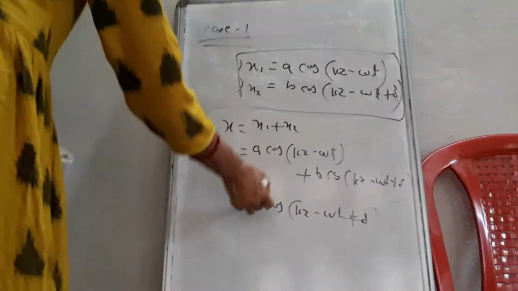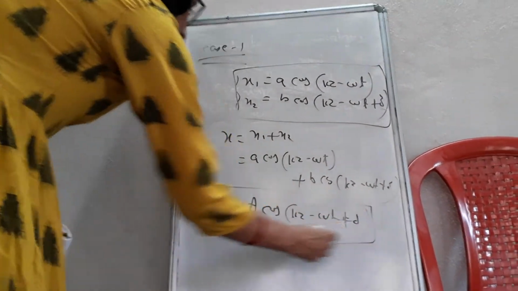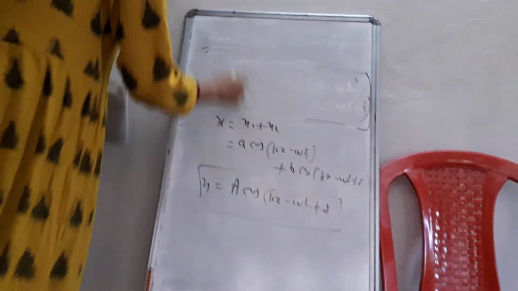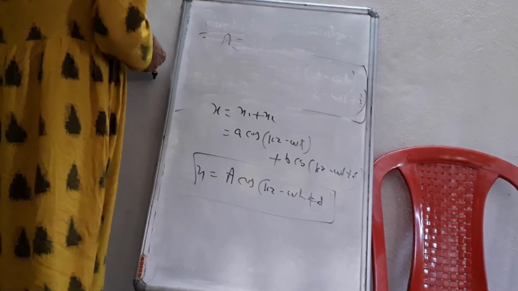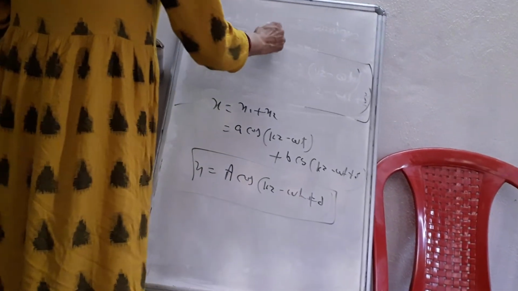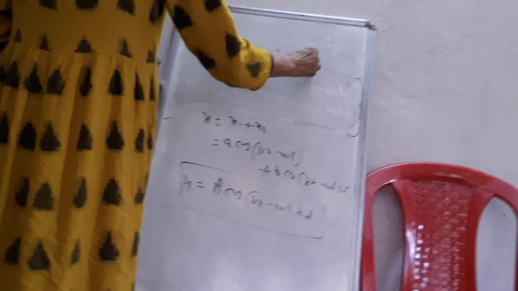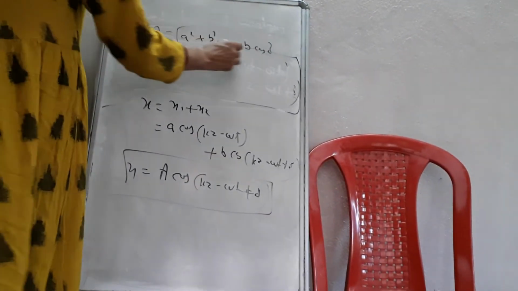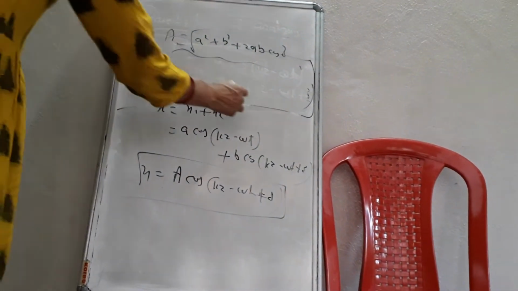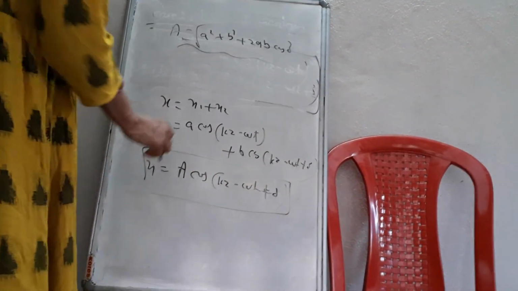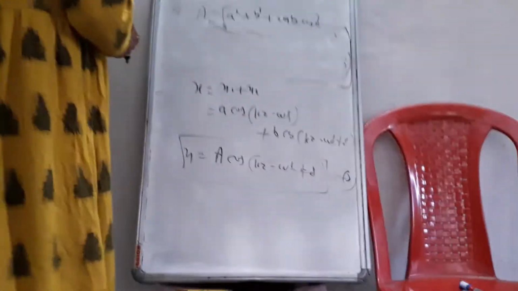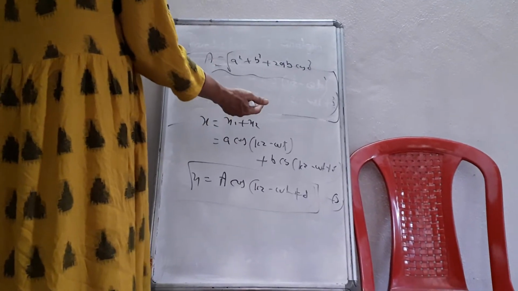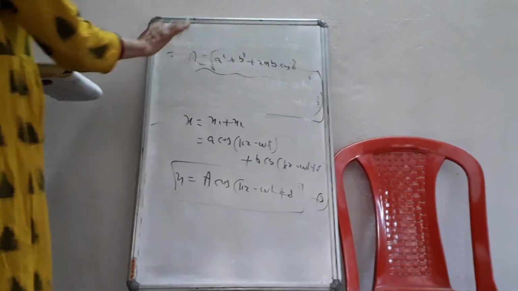Here this capital A is the amplitude of the resultant wave. As per this addition, its value will be the square root of a² + b² + 2ab cos δ. So this is the amplitude of the resultant wave. If the first is equation 1 and the second is equation 2, now this is equation 3. This equation 3 again represents a polarized light, the resultant of the two waves.